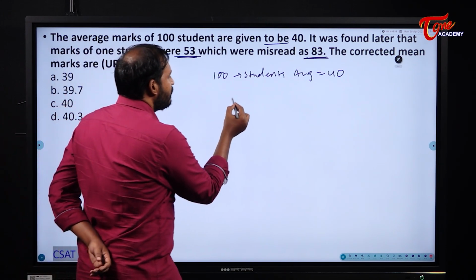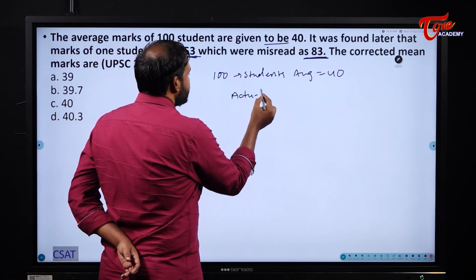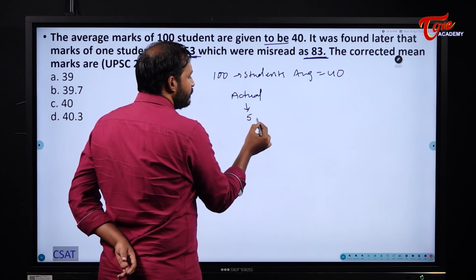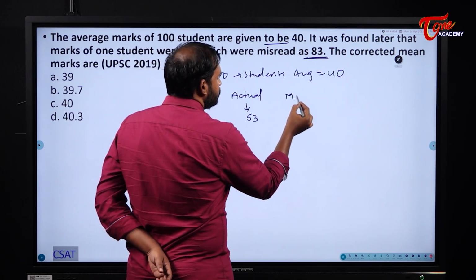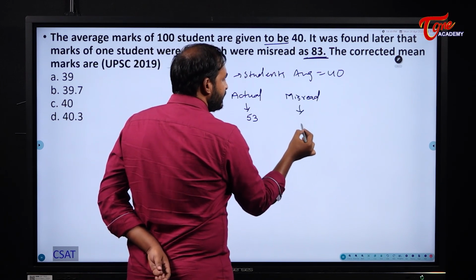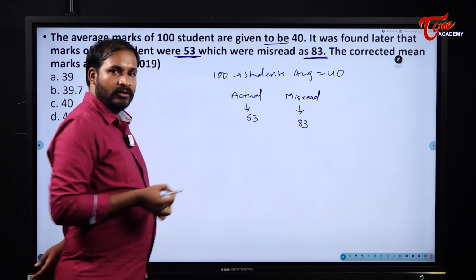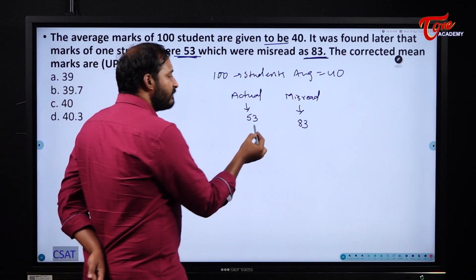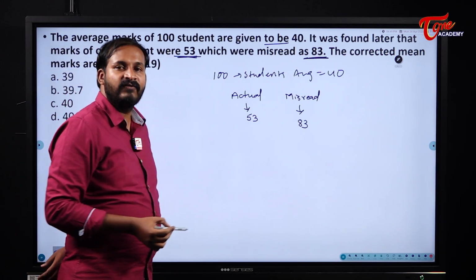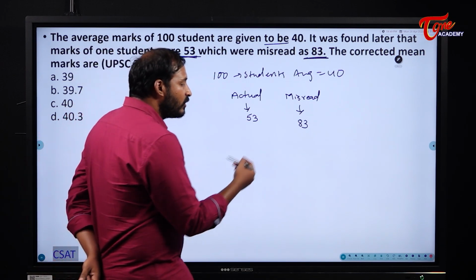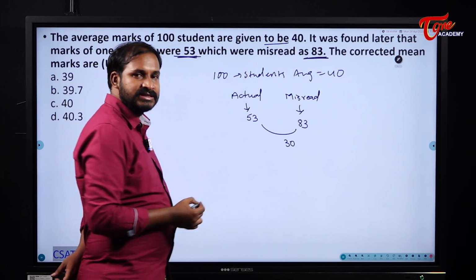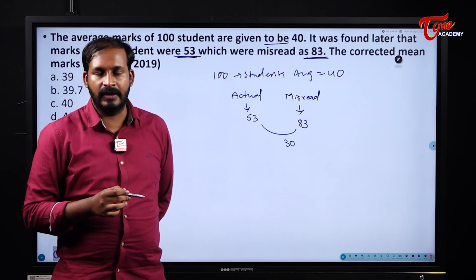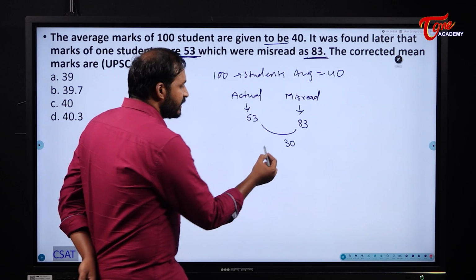See, the actual mark is 53, but it was misread as 83. Definitely we added more. How much more? The difference between these two is 30. To compensate for this, I need to subtract, because I added more.